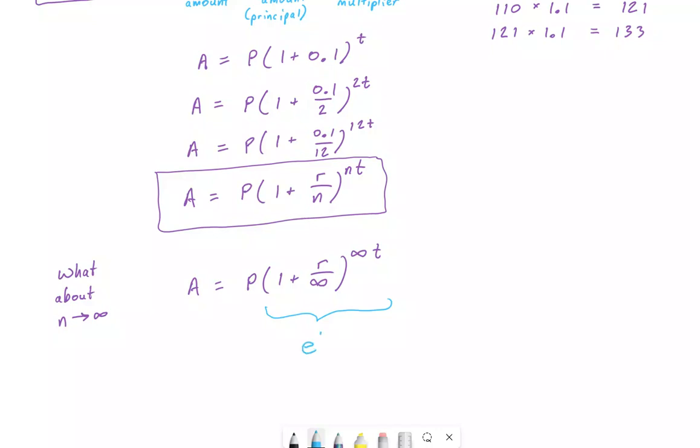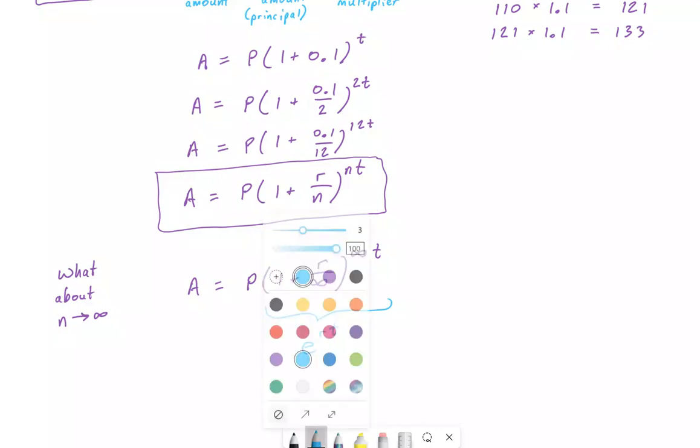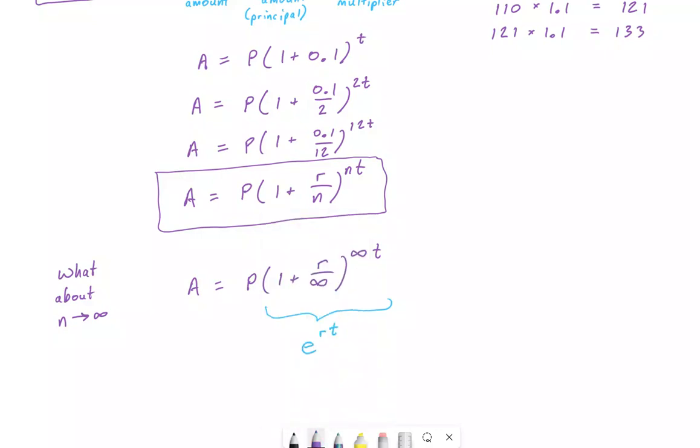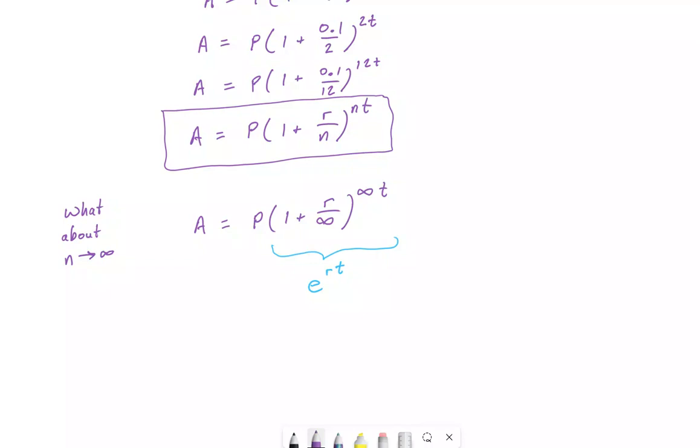But you would find that the number e gets involved here. That thing related to logarithms, it's over on the left side of your calculator usually. And the way we simplify this equation in its continuous form is the following. Okay, that right there is continuous growth or continuous exponential growth.